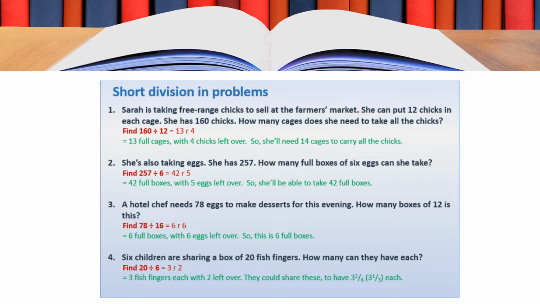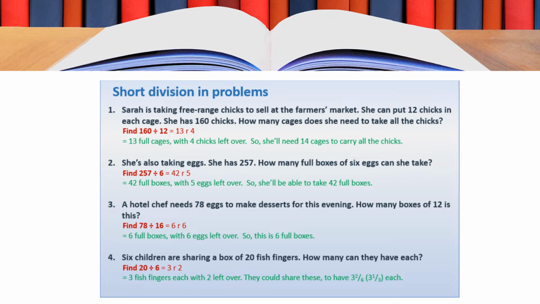Number 3, a hotel chef needs 78 eggs to make desserts for this evening. How many boxes of 12 is this? There is a mistake on this calculation. It should say in red 78 divided by 12, and the answer is correct if you divide by 12. So 78 eggs divided into groups of 12, and the answer is 6, remainder 6. So we have 6 full boxes and 6 eggs left over. Now you were asked how many full boxes of 12 does he have, and the answer is 6. We're not going to worry about the leftover eggs.